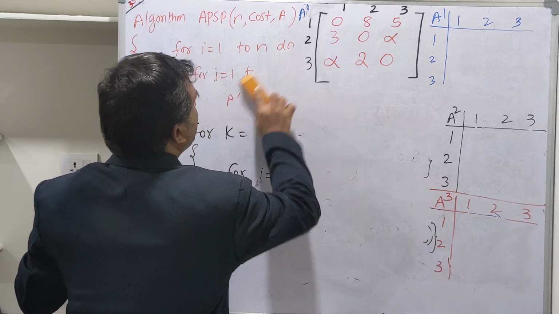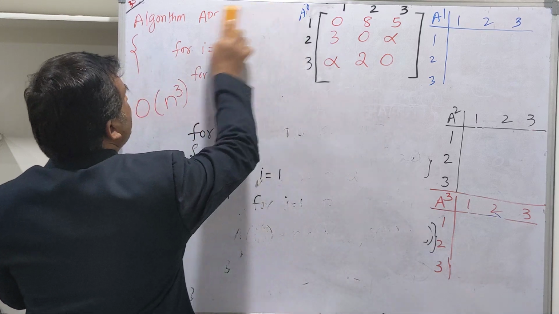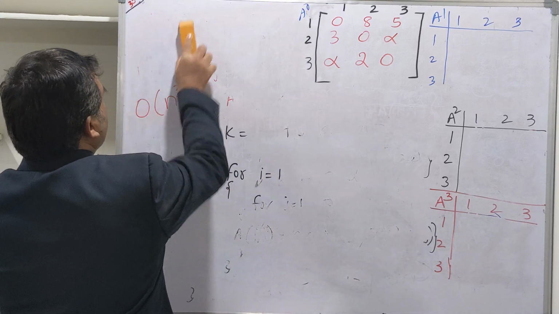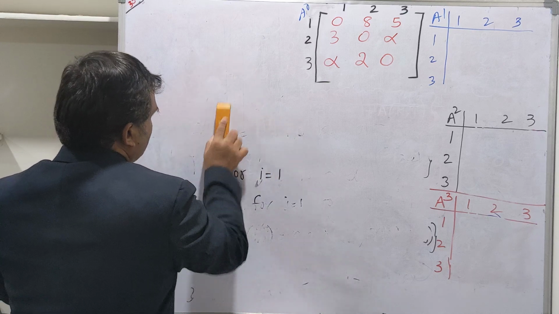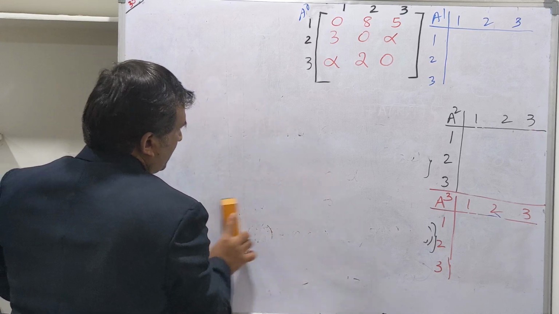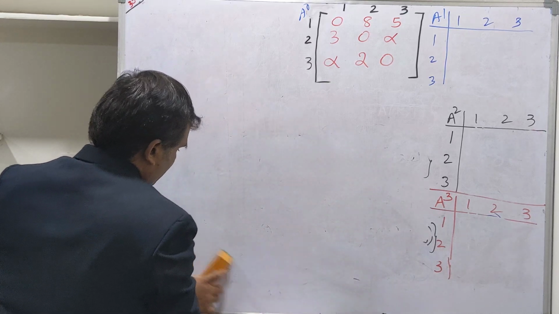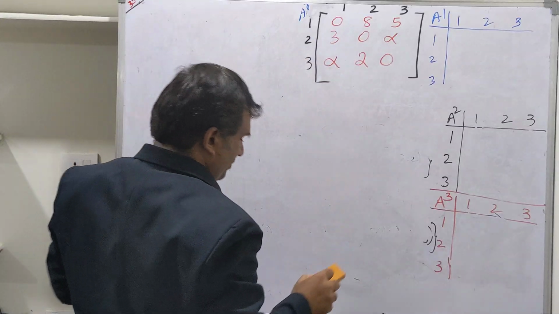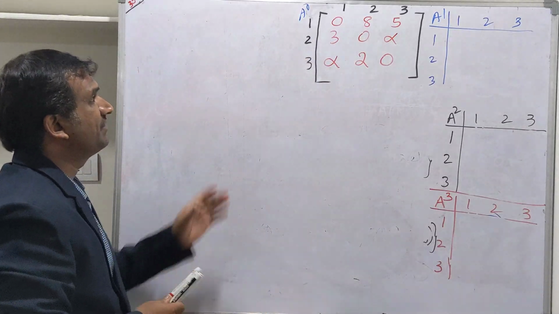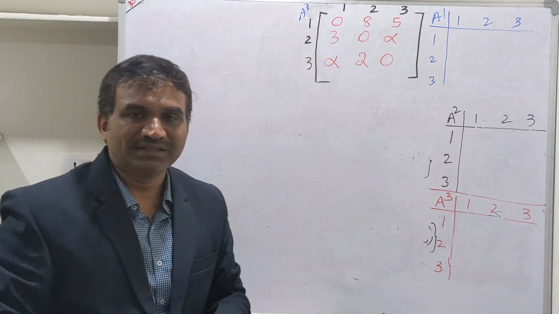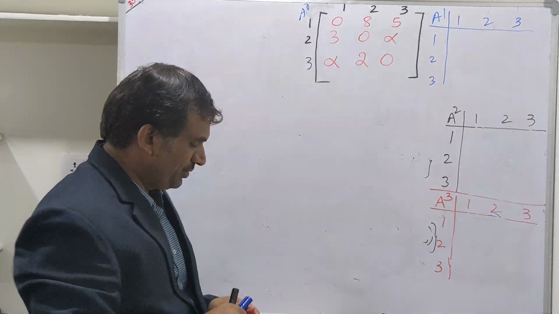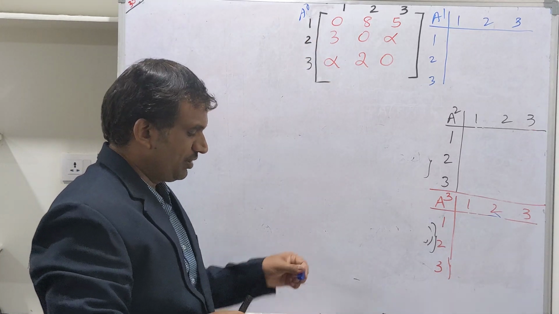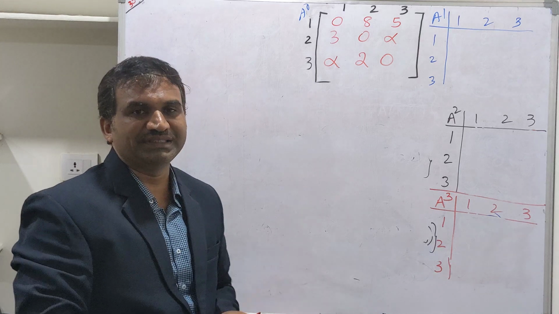So what do you mean by all pair shortest path? Between each pair of vertices, we want to calculate the shortest path. That is called all pair shortest path. So let us take this small example here. The given graph is converted to an adjacency matrix. That adjacency matrix is copied to the A matrix. Now let us solve this.